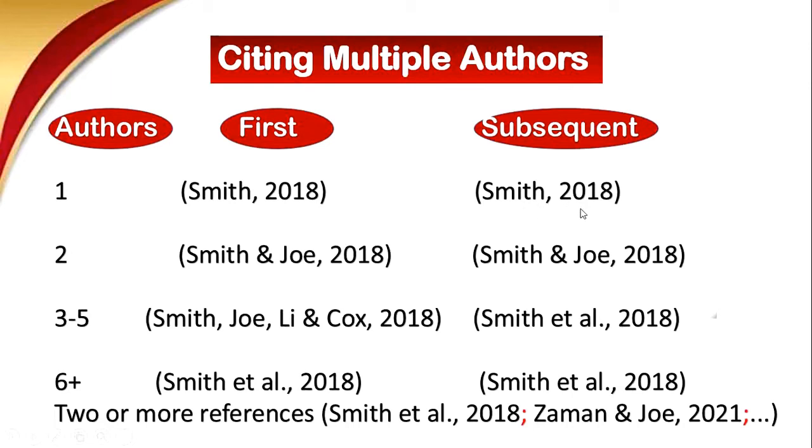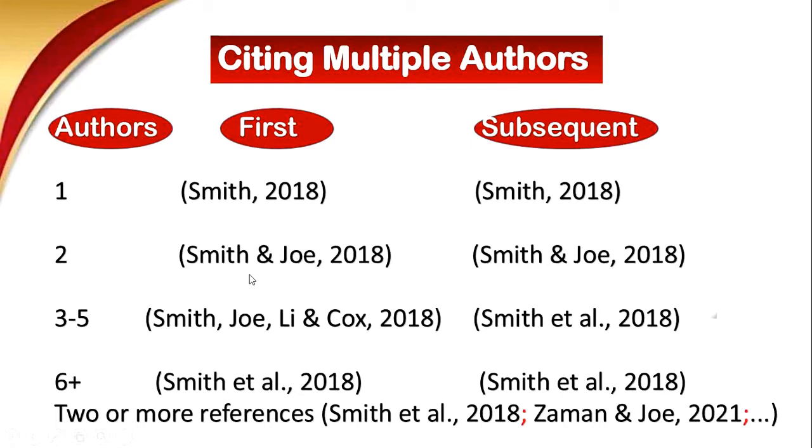...author's last name, and then put a comma, the publication year. If you want to give the locators, then it's okay. Now if you have two authors, while citing, you have to write down each author's last name. Here both authors' names are Smith and Joy.